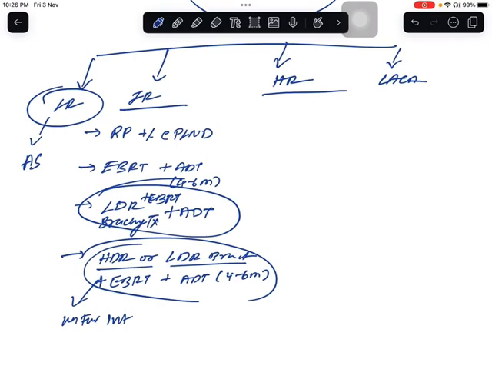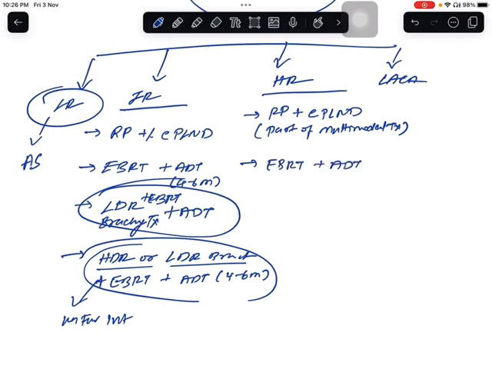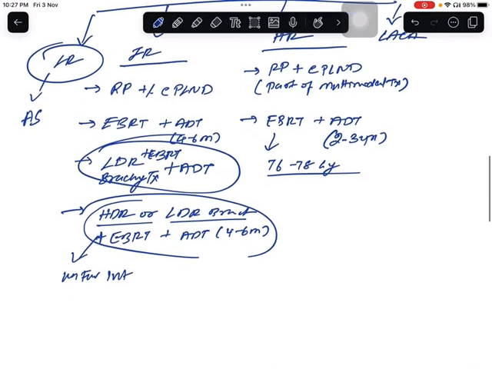In high risk, a radical prostatectomy can be done along with extended pelvic lymph node dissection. Most of the time, this is a part of multimodal therapy. The other option is the same, external beam radiation therapy plus ADT, that is long-term ADT. Long-term ADT means 2 to 3 years. External beam radiotherapy can be given up to a dose of 76 to 78 gray. This is without hyperfractionation. Okay.